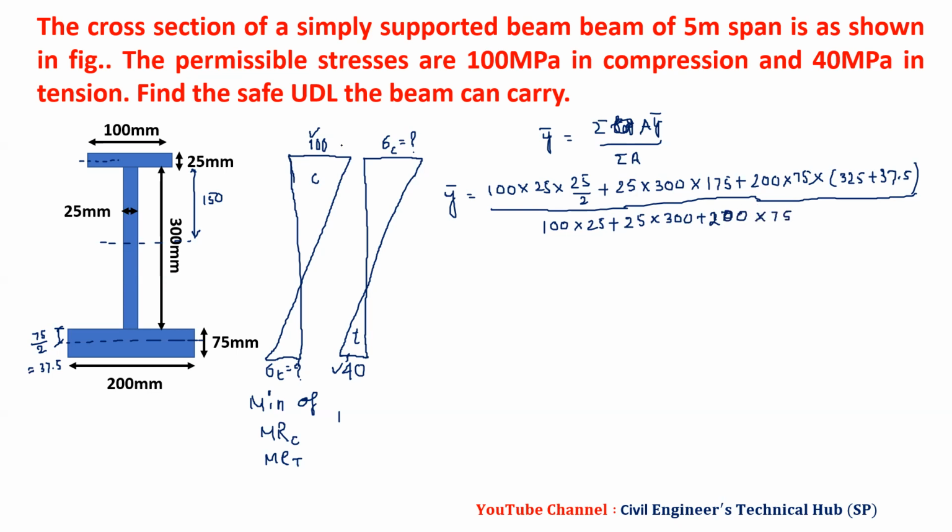So this is first 125, 325 and then 275, and this will give me value of y bar as 271.25 millimeters. So 271.25 millimeter.